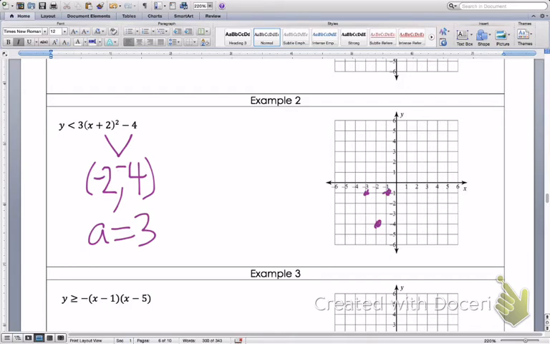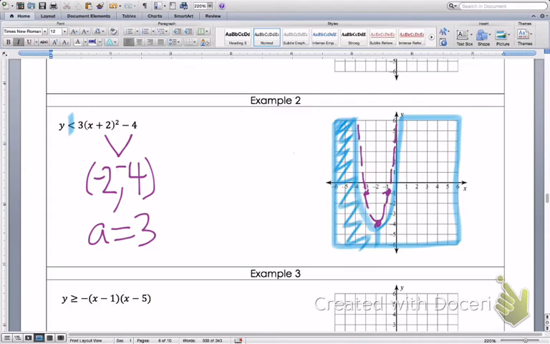Since I have the less than symbol, that's again another broken parabola. Graph it as best you can, making it look broken. Now we have to decide, are we going to shade inside or outside? We have a less than symbol. So the less than symbol says shade below the parabola, or below the vertex, which means it's all that outer area again. So my shading is going to be all of this stuff right here. And I'm done. So again, vertex form, easiest way to graph. Let's move on to number 3.